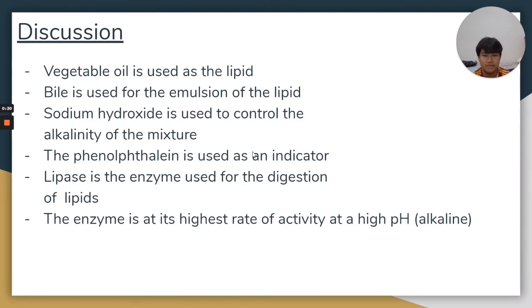So sodium hydroxide is used to control the alkalinity of the mixture as it's an alkaline solution, right? Phenolphthalein is used as an indicator of that, right? Phenolphthalein changes color from a colorless solution into a bright pink pigment in a high alkaline environment. Okay. So lipase is the enzyme used for the digestion of lipids in this experiment. So from then we can know that the enzyme is at its highest rate of reaction in a high alkaline or high pH environment, right? As it can be found mainly in the duodenum, a very high pH environment in our digestive tract.